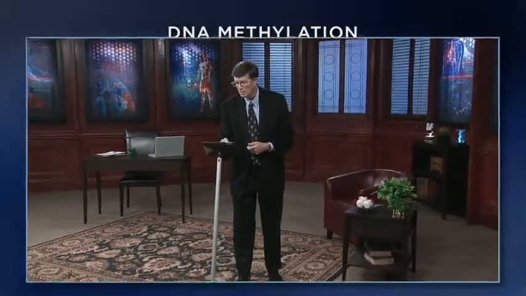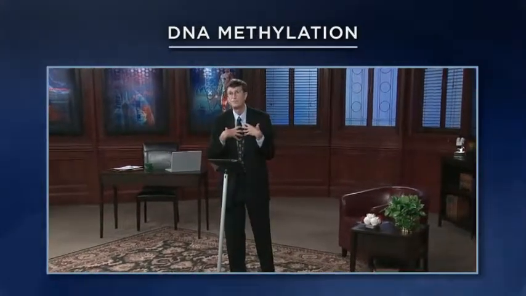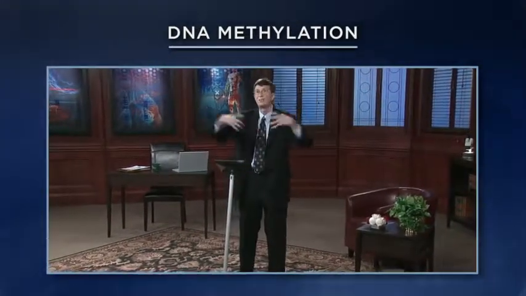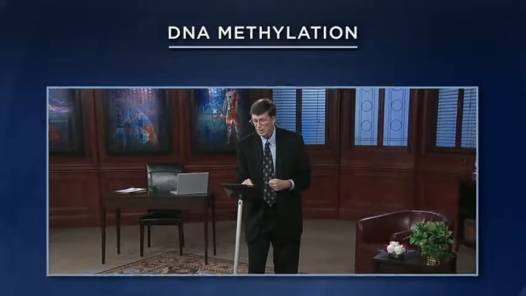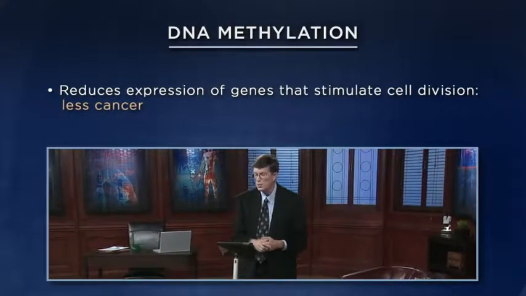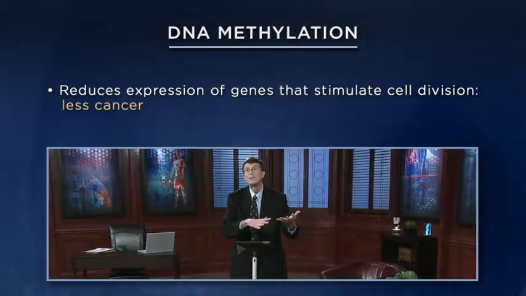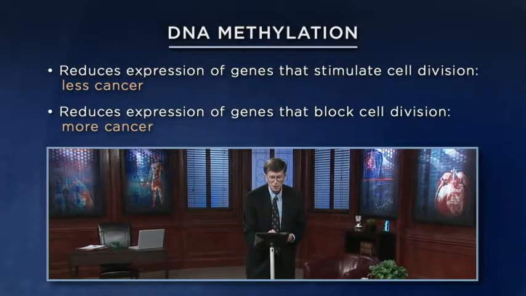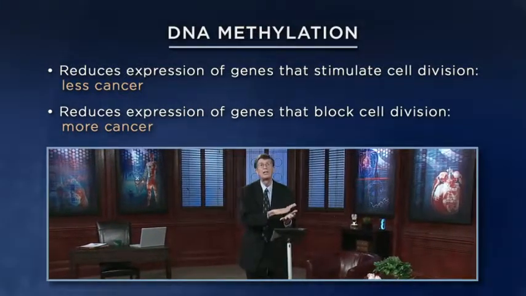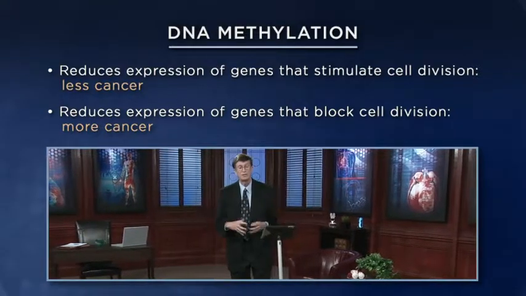The first is called DNA methylation. DNA methylation turns genes off. It's a signal that says, pile on, turn me off. Don't let me get expressed. And there are two types of DNA methylation. If you reduce the expression of a gene that normally stimulates cell division, tamp that down, then the cell's not going to divide, less cancer. If you reduce the expression of a gene that normally blocks cell division, so now you're tamping down the inhibitor, cells will be allowed to divide.